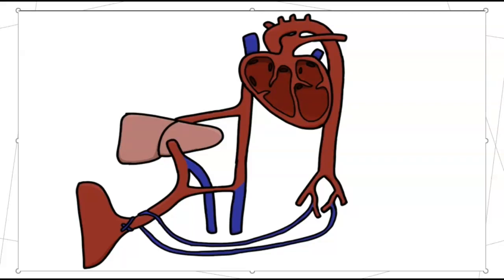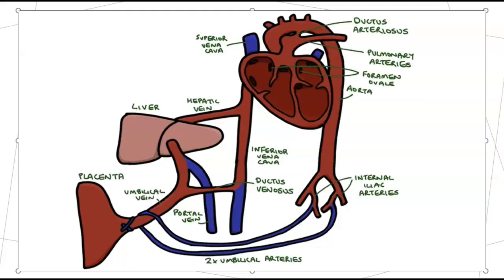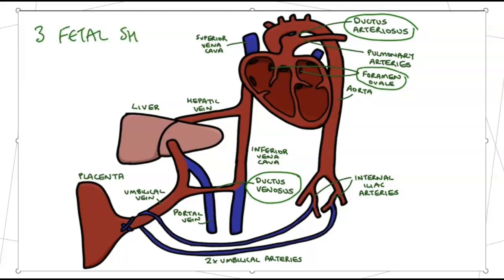So let's label this diagram. Okay, so you can see some key structures here, and some things that I particularly want you to pay attention to are the ductus arteriosus, the ductus venosus, and the foramen ovale. Now these represent the three fetal shunts, and they're essential to making sure that the fetal circulation works properly.